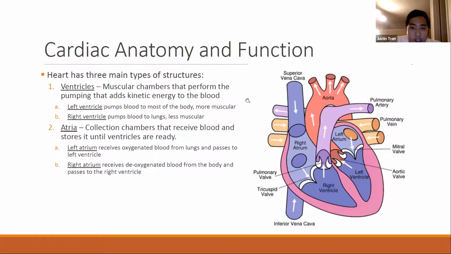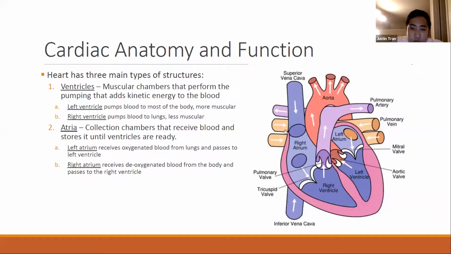All right. Next we're going to talk about the atria. You have two atria, a right atrium and a left atrium. The atria are primarily collection chambers. When the blood returns to the heart, either from the systemic veins or from the pulmonary veins, it has to be collected into a chamber for temporary storage. And so the atria serve as this collection chamber.